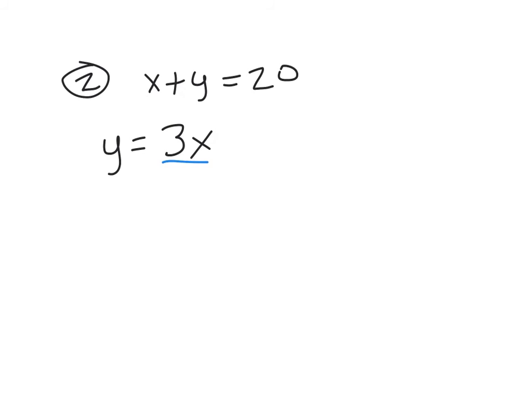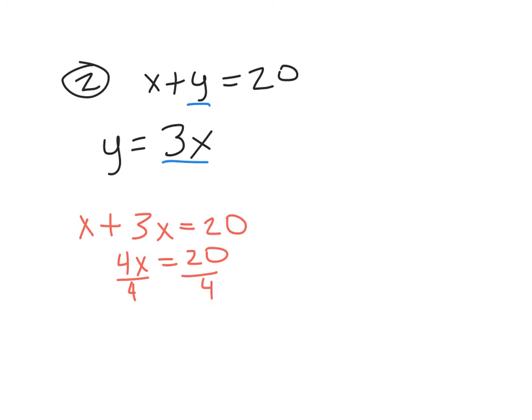This one is beautifully already solved for y, so let's just plug it in there. So I get x plus 3x equals 20. What is 1x plus 3x? 1x plus 3x equals 4x. And then how do I get the x by itself? Divide. Very good. So then x equals what? 5. Equals 5. Good.